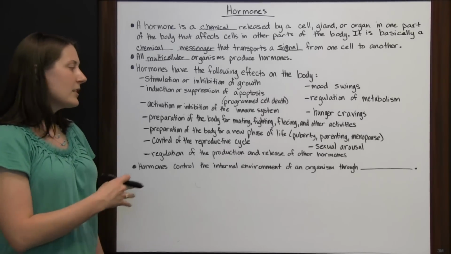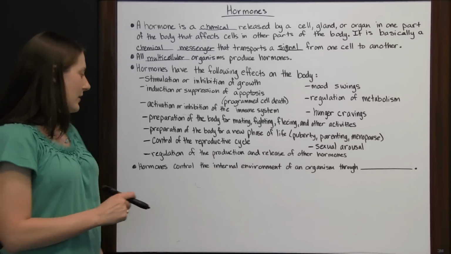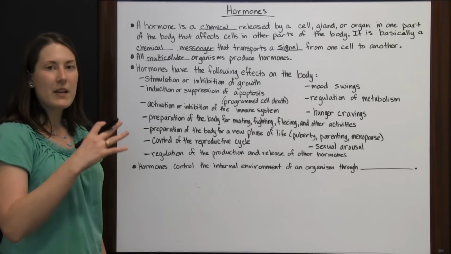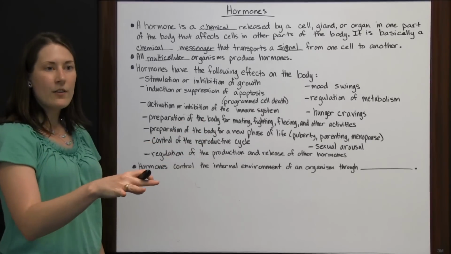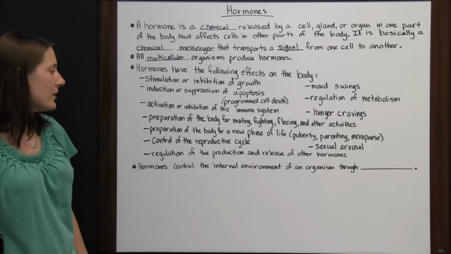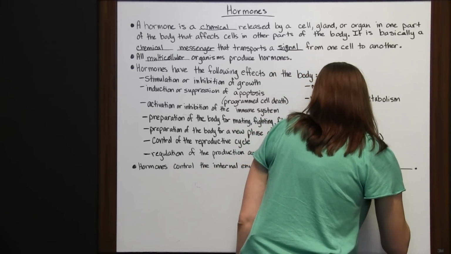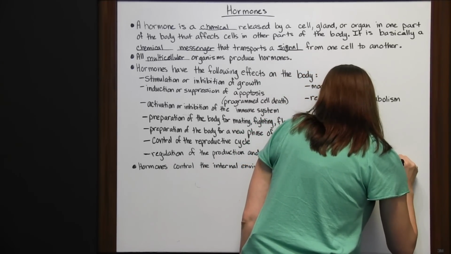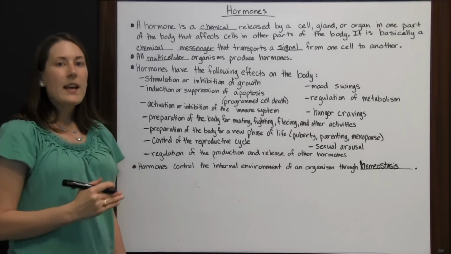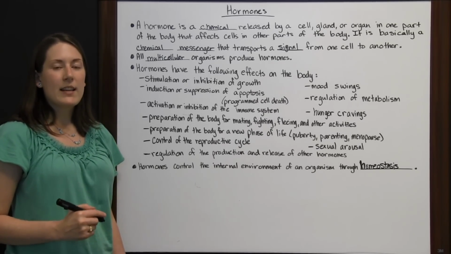So certain hormones can tell your body to produce or release other hormones that are going to tell your body to do other things. So these hormones that would control the production and release of other hormones would be kind of like little manager hormones telling all the worker hormones to go out and do their jobs. And again, hormones control the internal environment of an organism through homeostasis, which just kind of means that the body is balanced. Everything in there is as it should be. Everything is at ideal levels, and that is what hormones are there to do. They're there to regulate things in the body and keep the body at equilibrium.